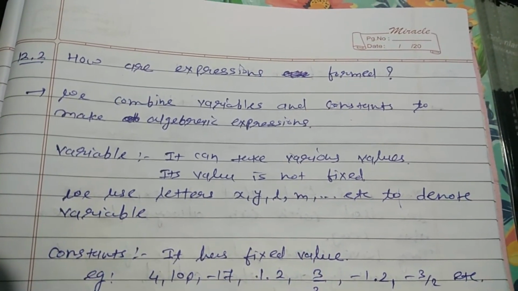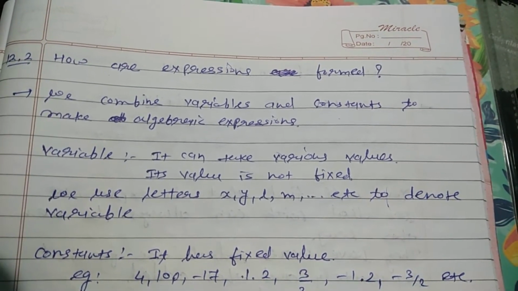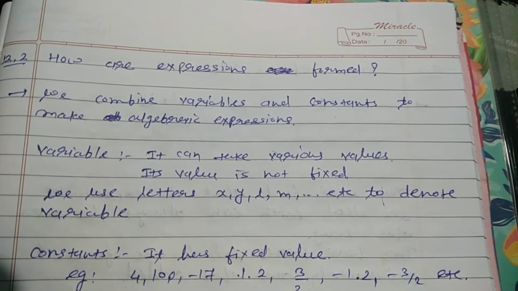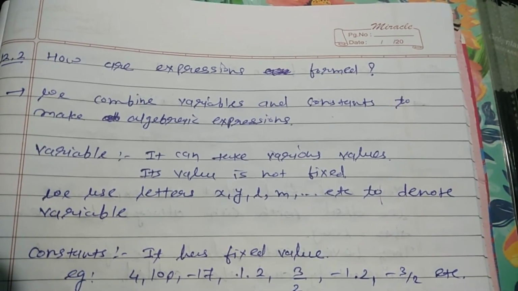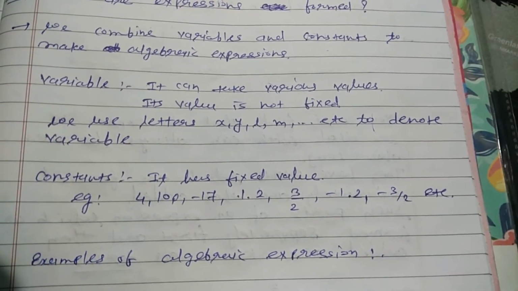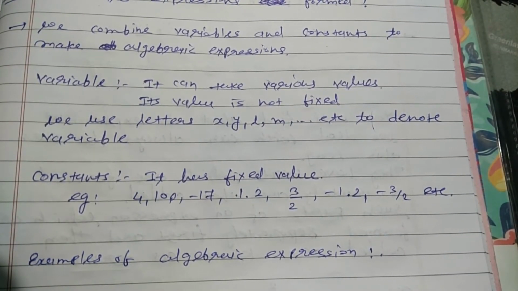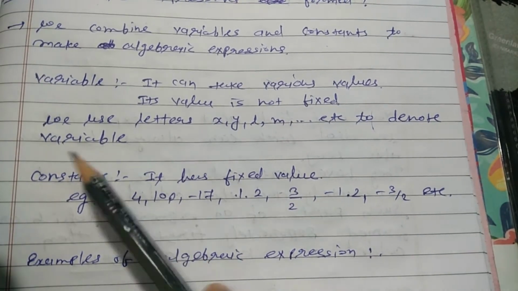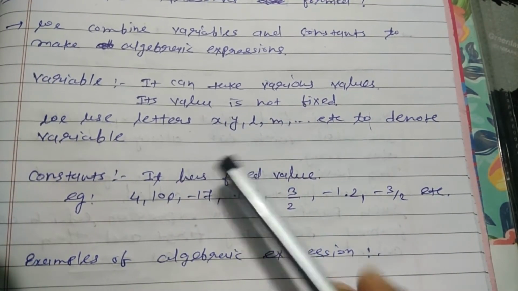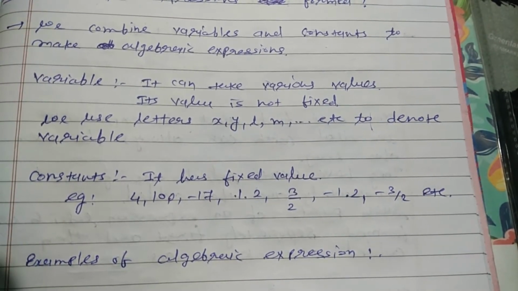Next topic, how are expressions formed? We combine variables and constants to make algebraic expressions. Now what is a variable? You have learned about the variable. A variable can take various values. That means the value of a variable is not fixed, its value varies. For variables we use letters x, y, l, m, p, q, a, b and so on to denote variables.